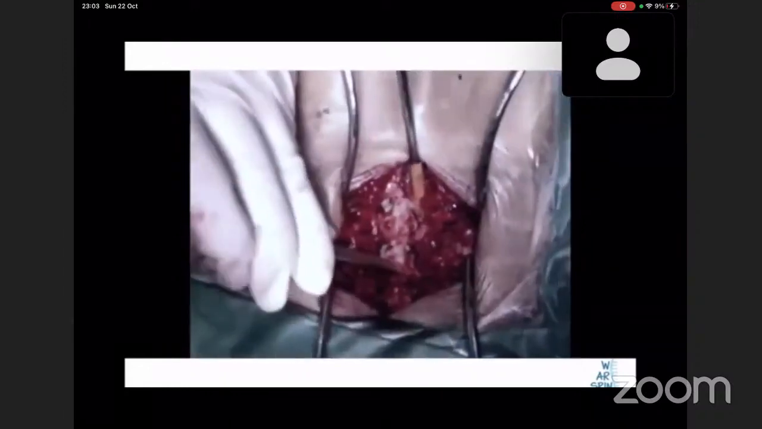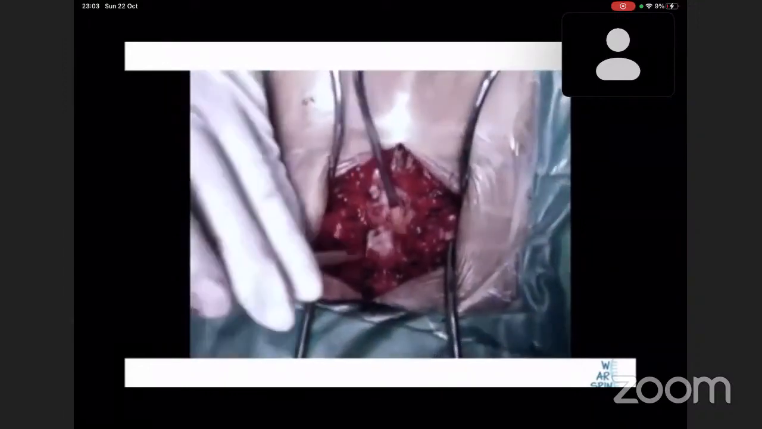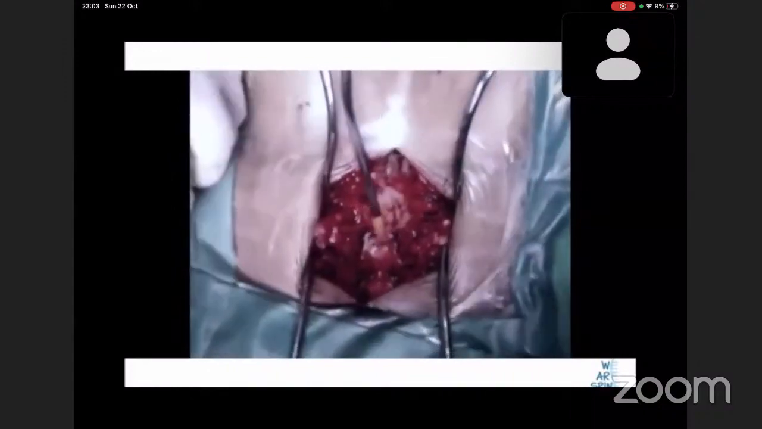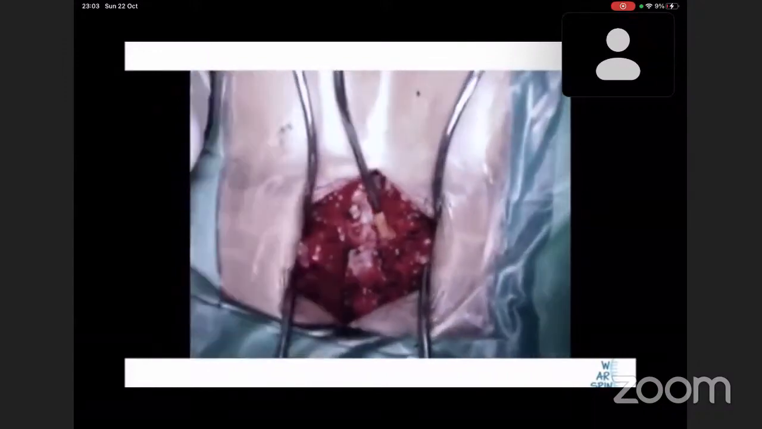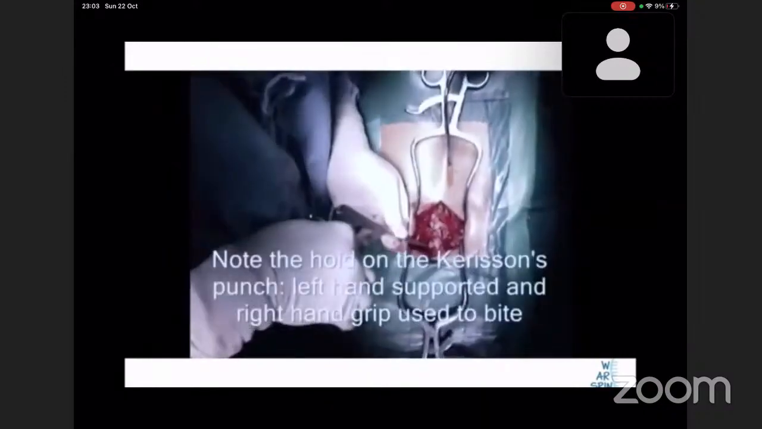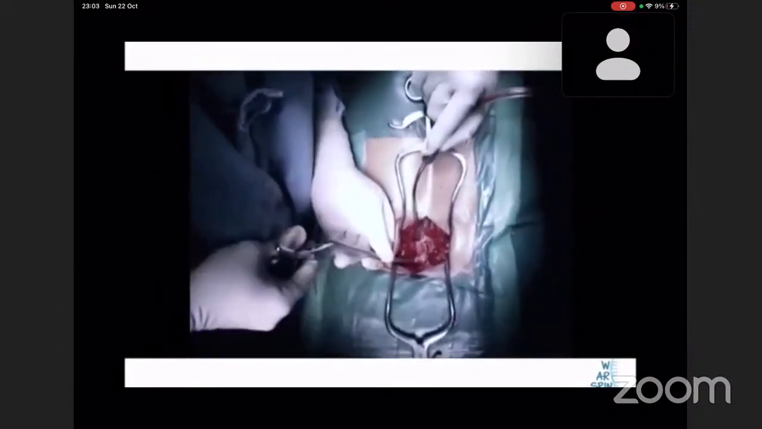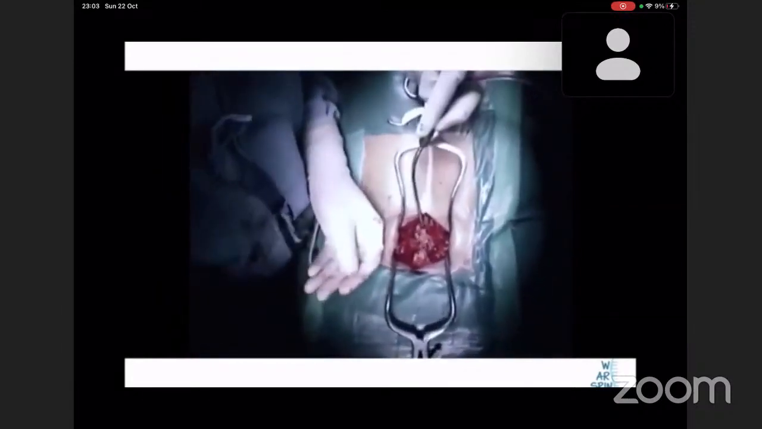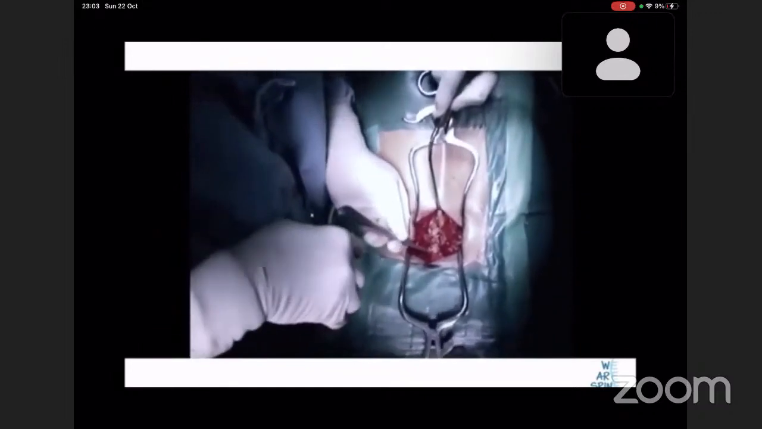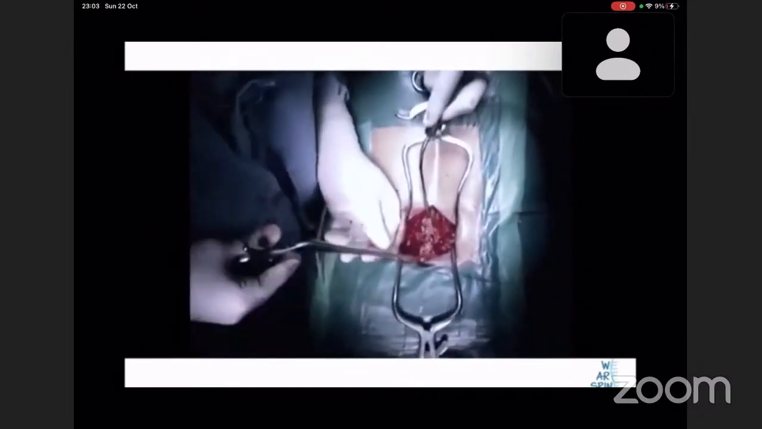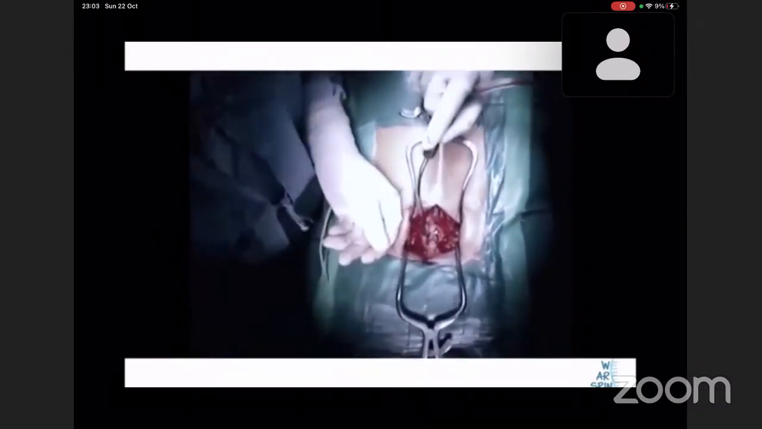Start taking off the lamina bit by bit, making sure that you don't end up biting the dural sac, which is just underneath that. When using the Kerrison, it is very important that you have a good grip and good control over your instrument. So your left hand should be holding the Kerrison and should be placed on the patient so that you have good control over your instrument.